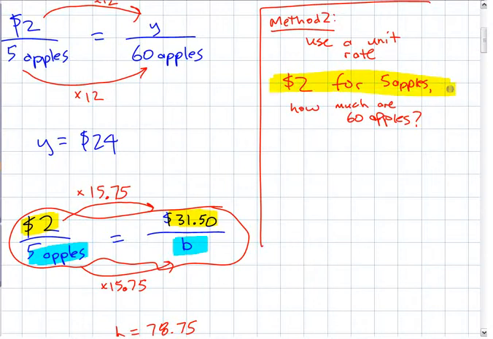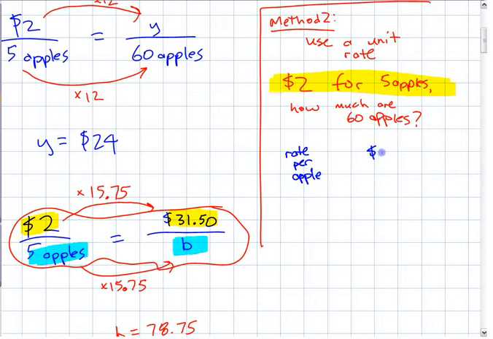Well, you know this fact here, right? How could you get a unit rate out of that? Be brave and say something, somebody. You divide it. Yeah, what would you divide? 2 by 5. Rate per apple.